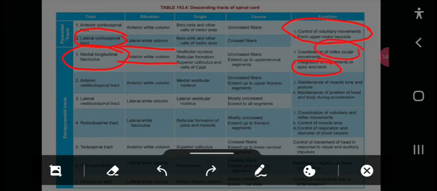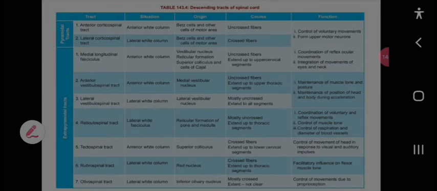Reflex ocular movement. Anterior vestibulospinal tract, anterior white column, medial vestibular nucleus, uncrossed fiber extends up to the upper thoracic segments, maintenance of muscle tone and posture, maintenance of position of head and body during acceleration. Lateral vestibulospinal tract, lateral white column, lateral vestibular nucleus, mostly uncrossed, extends to all segments, maintenance of postures of head and body during acceleration, maintenance of muscle tone and posture.